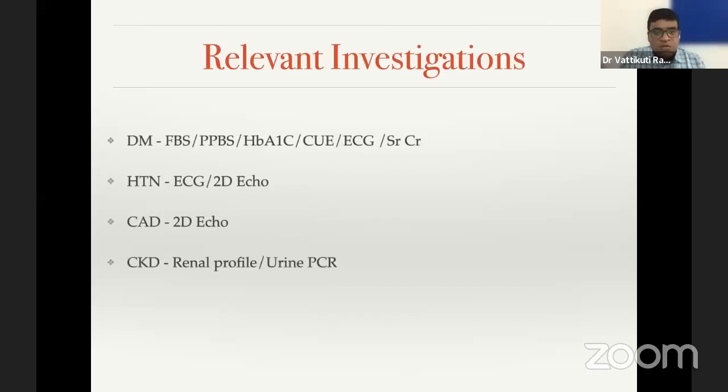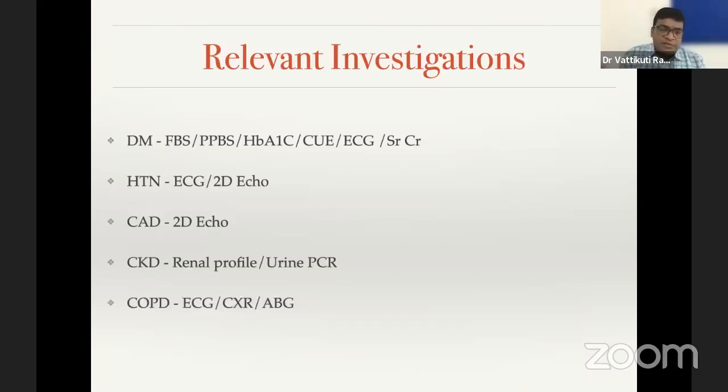Then a patient who is a known chronic kidney disease, you want to look at his creatinine, what was his baseline creatinine, whether the creatinine increased from his baseline, and does he have any proteinuria, and if he has proteinuria, whether it is significant or not, is it nephrotic range proteinuria. So all these things you want to look at by doing urine protein creatinine ratio.